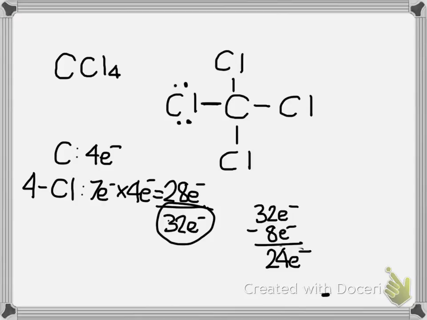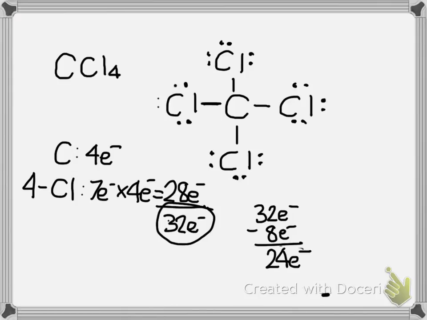whoops, that looks like 3 over there. So 1, 2, 3, 4, 5, 6. 1, 2. By adding 3 lone pairs around each chlorine, I have completed the octet on the chlorine. Now I have 24 electrons to use.